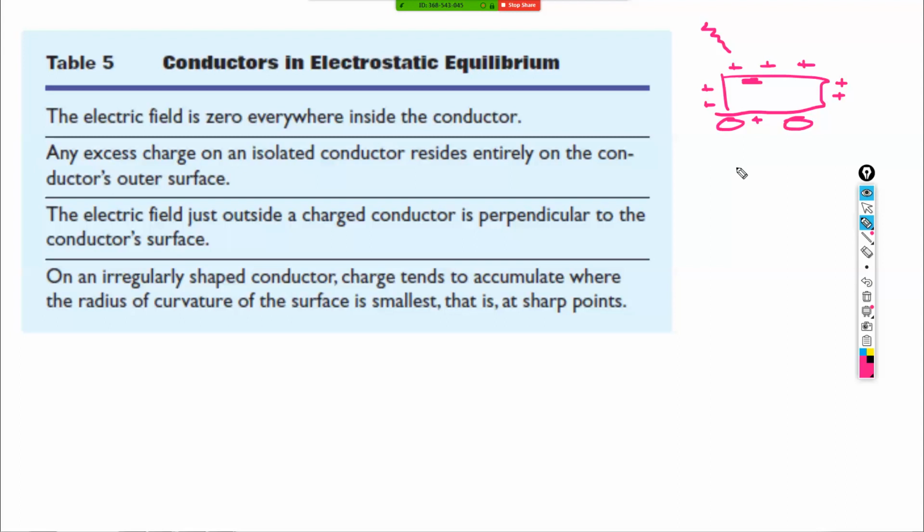Any excess charge on an isolated conductor resides entirely on the conductor's outer surface. That's what we're talking about here. The electric field just outside a charged conductor is perpendicular to the conductor surface.